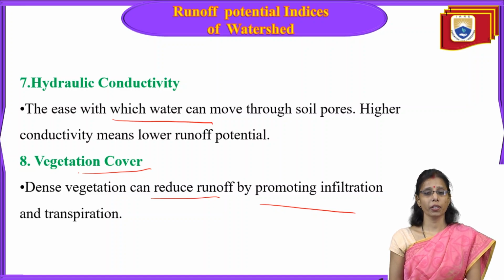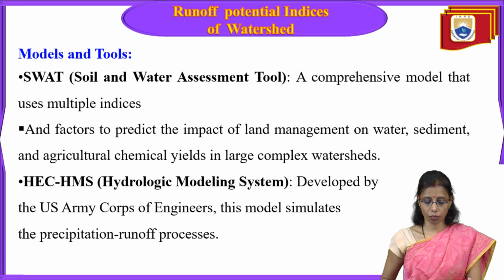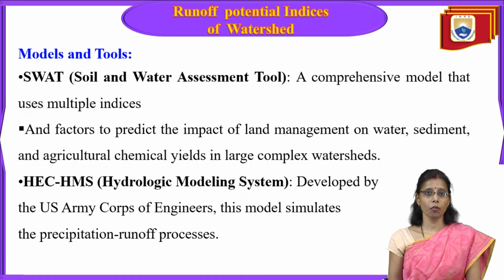The groundwater table is high in such a region, and the infiltration rate is also more, because it has water holding capacity. If the vegetation is more, that means there is no soil erosion and there is no runoff in such areas. This is how we can find out the areas, if you want to know about the water quality and the quantity of the water. Now, models and tools.